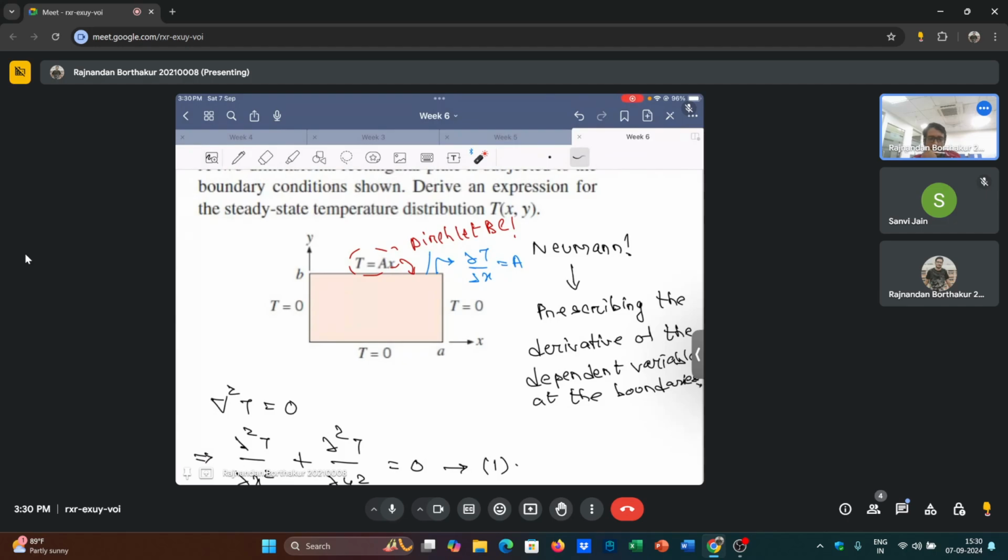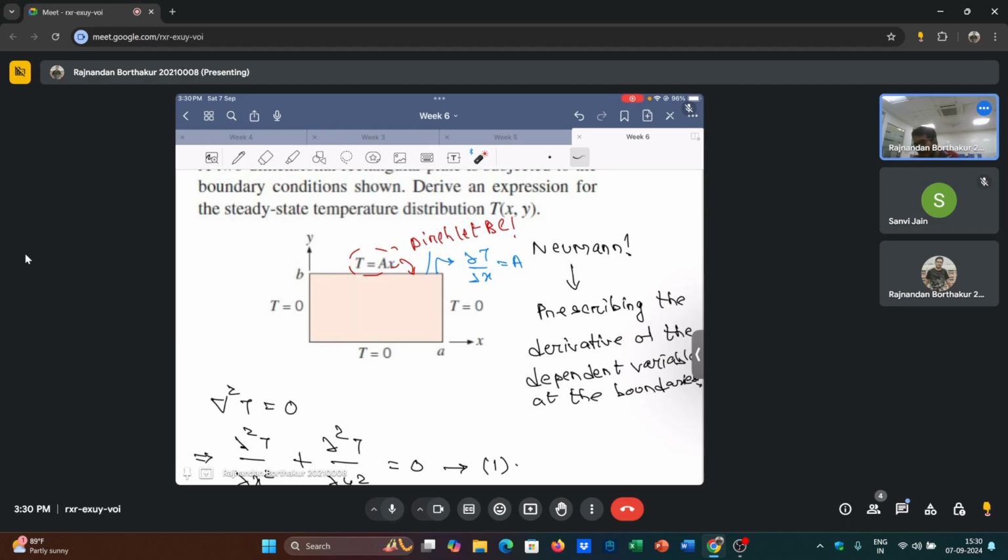I hope it's clear. And by the way, I forgot to mention one thing. Thank you for the question. In some cases, you may also encounter boundary conditions which have both a Dirichlet and a Neumann boundary condition involved together. And such kind of boundary conditions are known as mixed boundary condition.